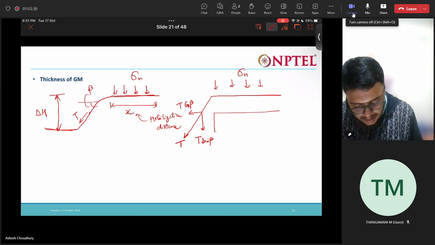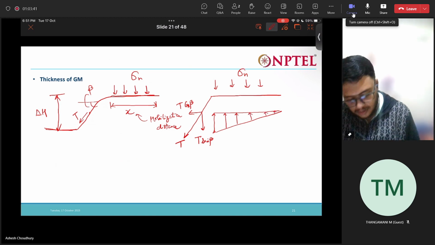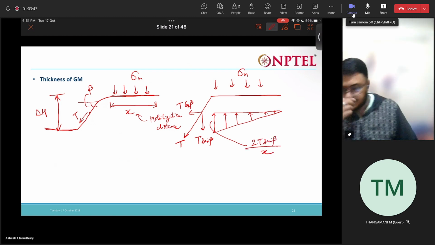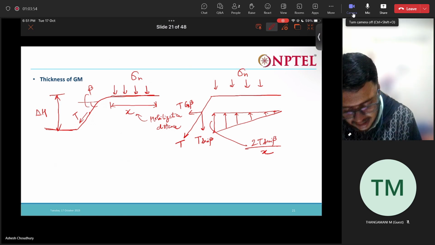This T sine beta is actually resisted or mobilized like this, and this is twice T sine beta by x, right? Apart from this, there are some other forces acting.